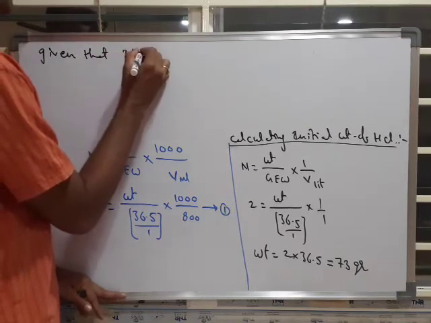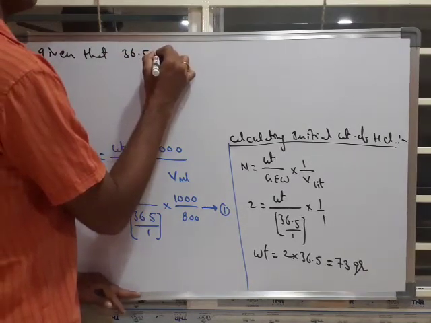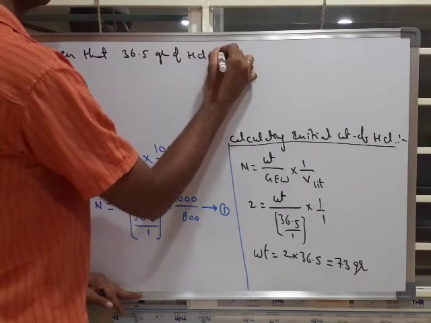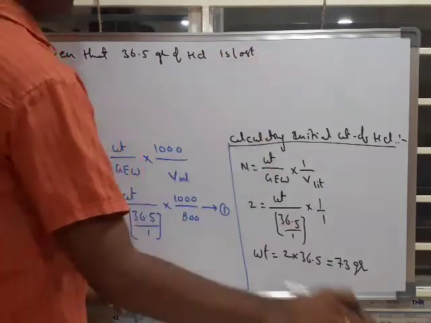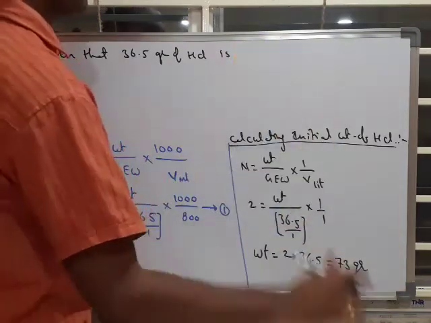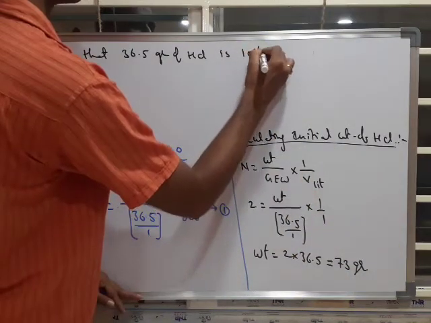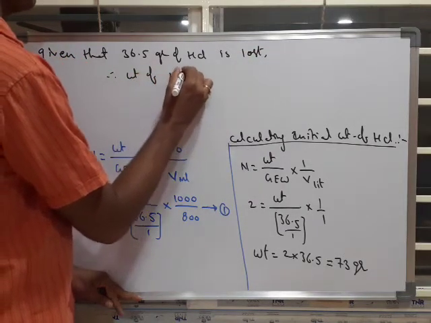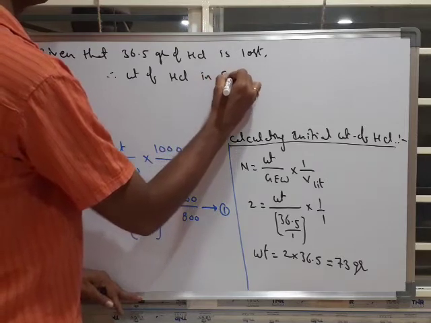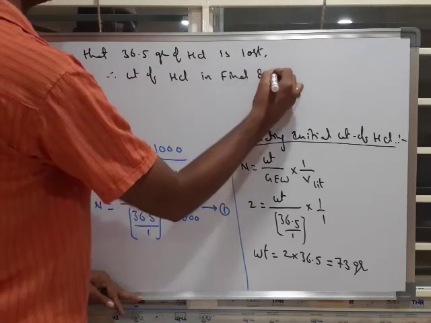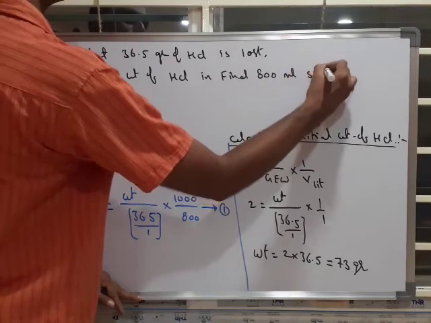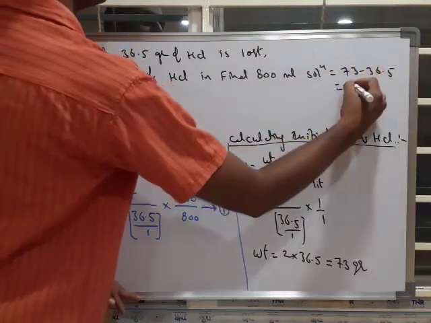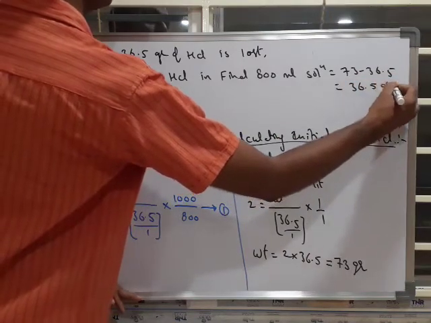given that 36.5 grams of HCl is lost on heating, finally 36.5 grams of HCl is lost. So therefore the weight of HCl in the final 800 milliliter solution is equal to how much? 73 minus 36.5, so exactly 36.5 grams.